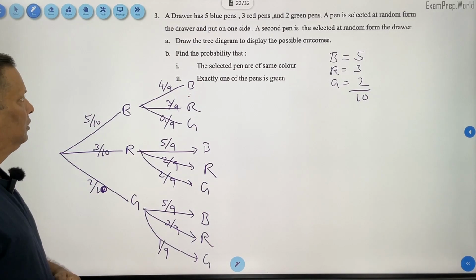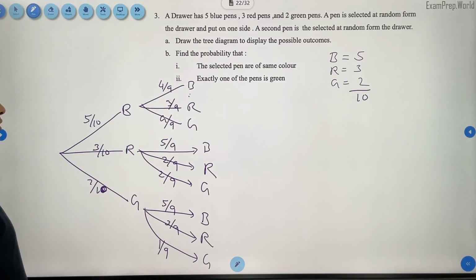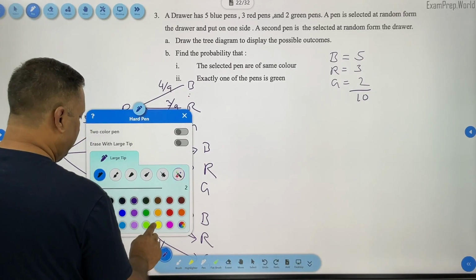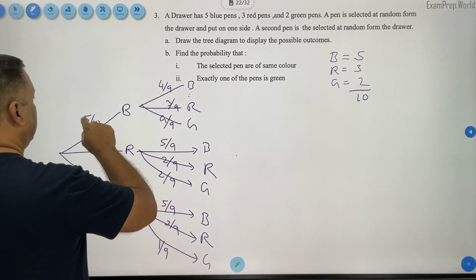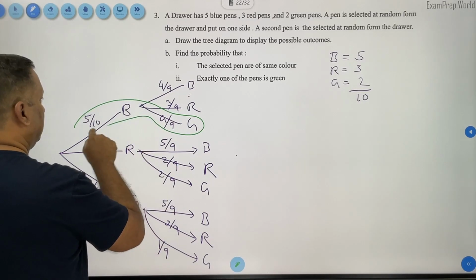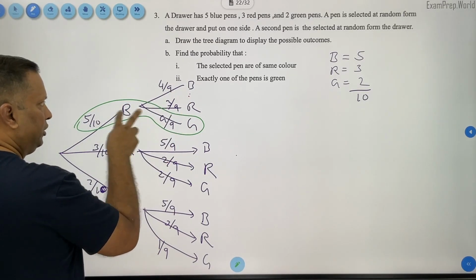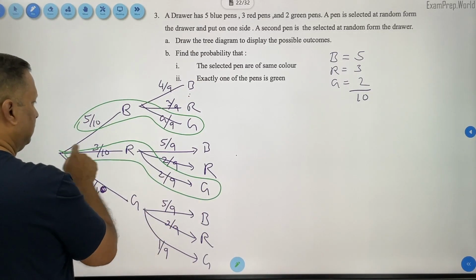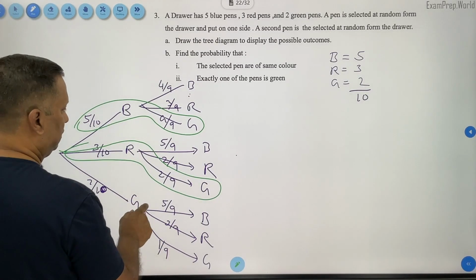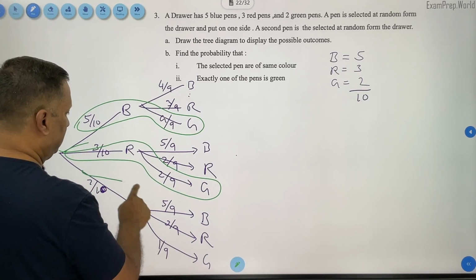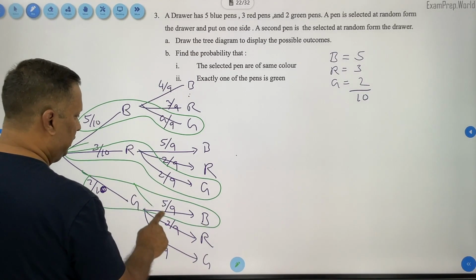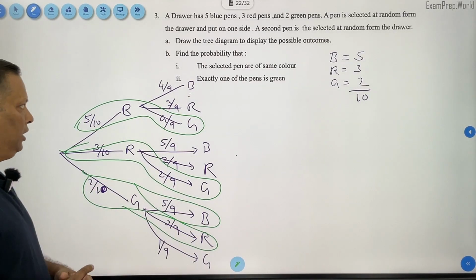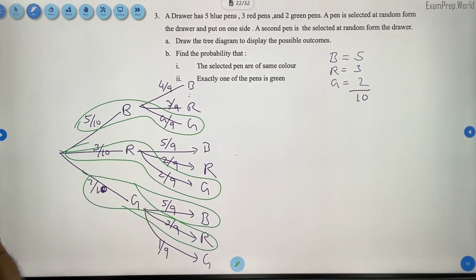Now look at the question. Exactly one of the pens is green. That means blue and green, this is the first thing. One of them is green, so we will mark that. Here blue, blue, blue, red, blue, green. So here one of them is green, and then one more option, red and green, and green and blue, and green and red. So 1, 2, 3, 4. These four probabilities will add up, and we will get that exactly one of them is green. So let's do that.